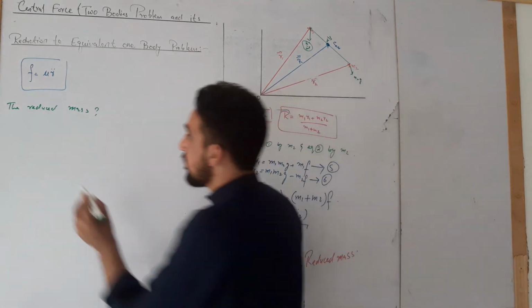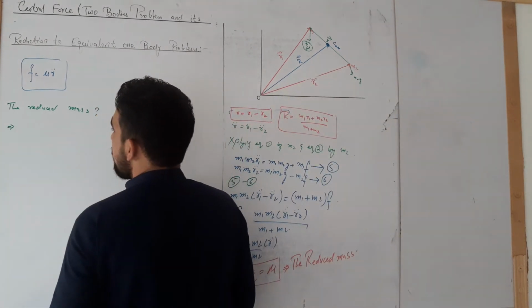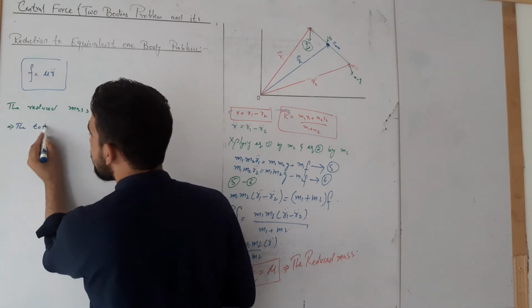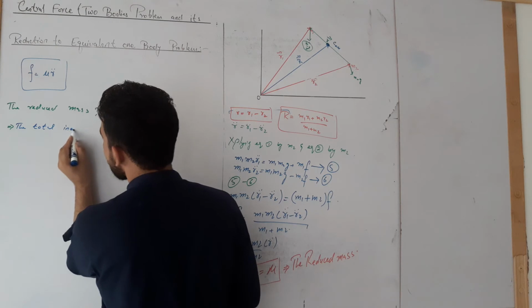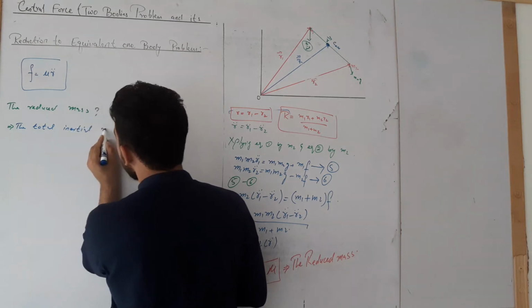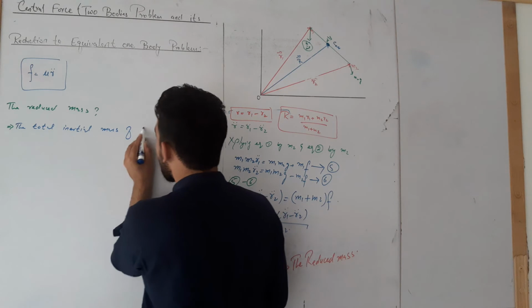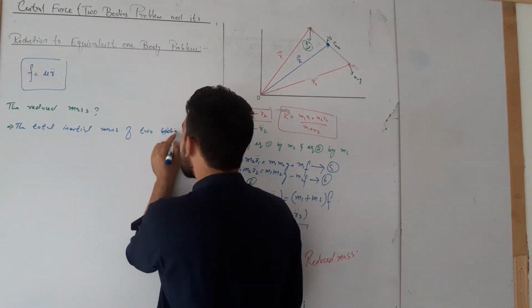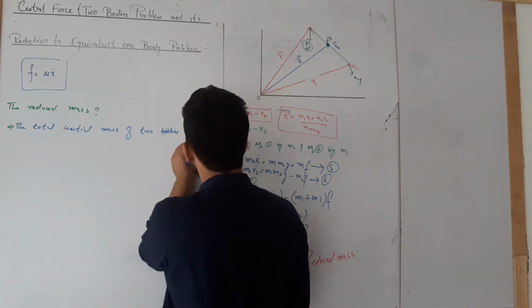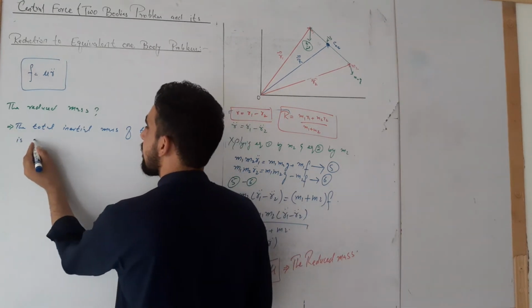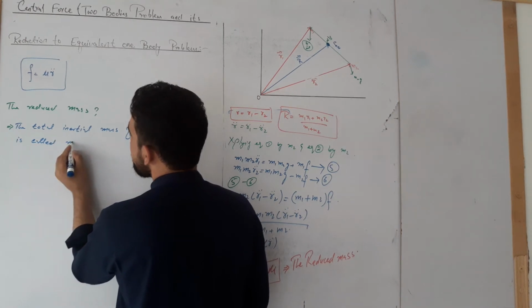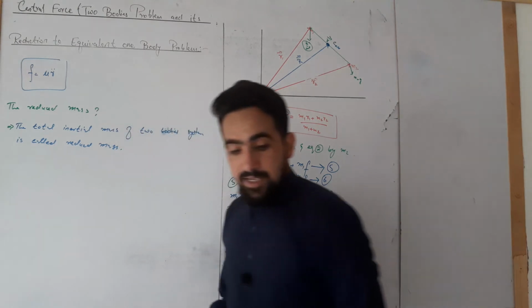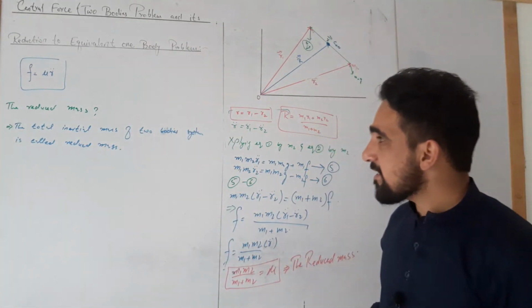Okay, so the total inertial mass of the two bodies system is called reduced mass. And this reduced mass has some properties.